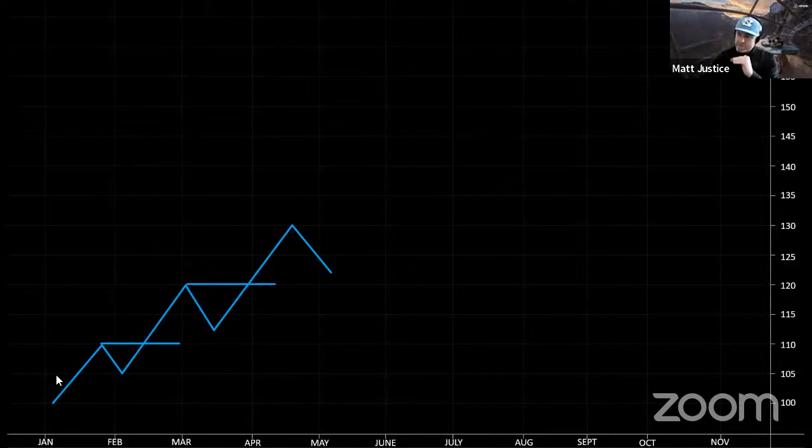You have this constant breaking of resistance, like you're walking up a set of stairs. You have an increase in support, an increase in resistance. And so as long as resistance is violated and we establish a new higher level of resistance, that is going to continue the pattern, continue the trend. So if resistance in fact holds and we double top, that is really the end of the trend.